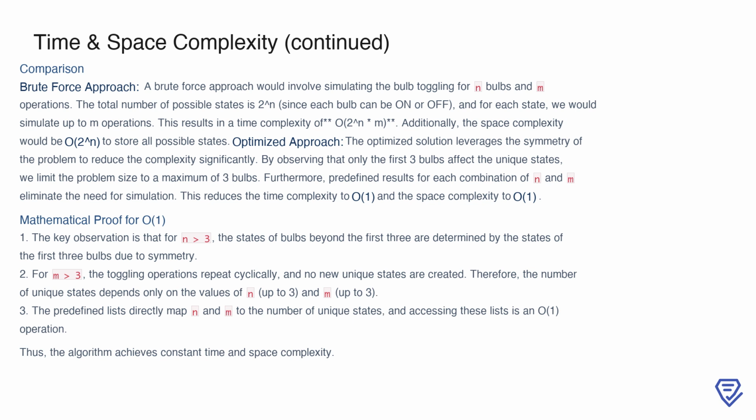In contrast, the optimized solution takes advantage of symmetry in the problem. By recognizing that only the first 3 bulbs influence the unique states, the problem size is effectively reduced to a maximum of 3 bulbs.